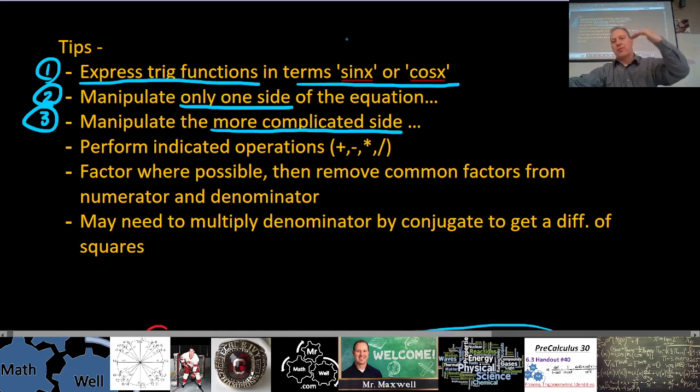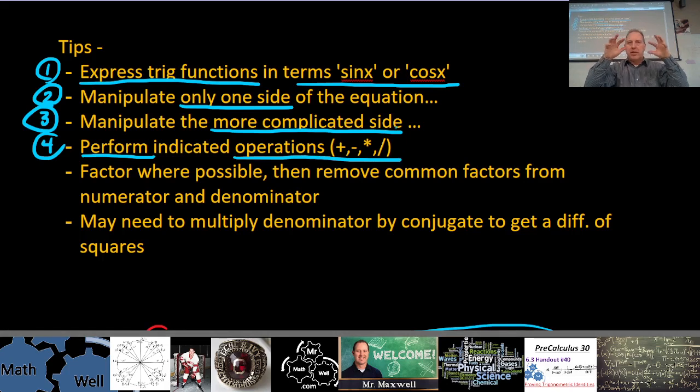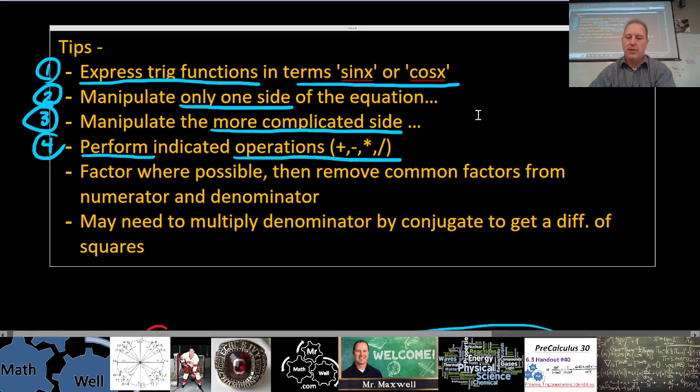Okay, so if you run through those ones and you're like, oh, I don't know what else to do, number 4 for tips would be perform the indicated operations. So perform the operations. If you have two terms on one side, then go ahead and add them together or subtract them or whatever. If you have multiplication, you can multiply them in. Maybe something will cancel out, but perform the indicated operations. You'll see that a lot, that you'll have to do that.